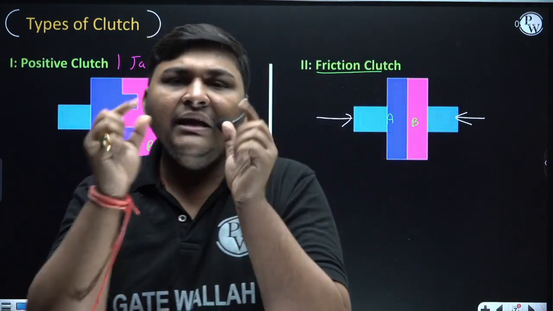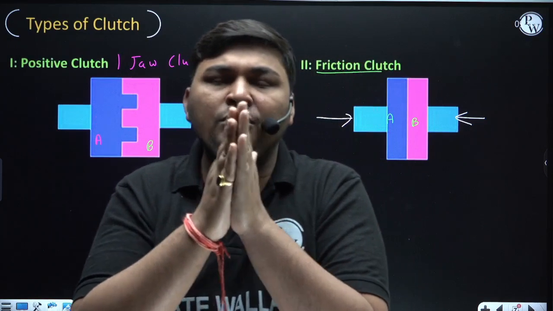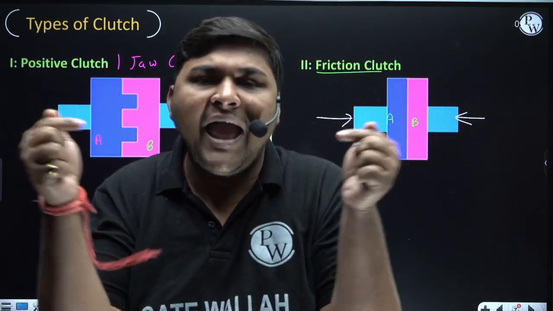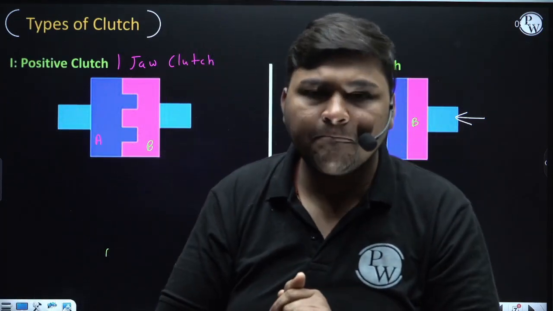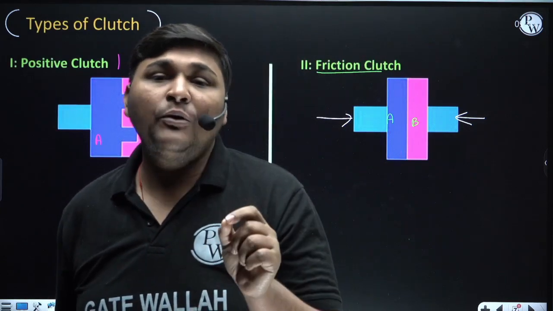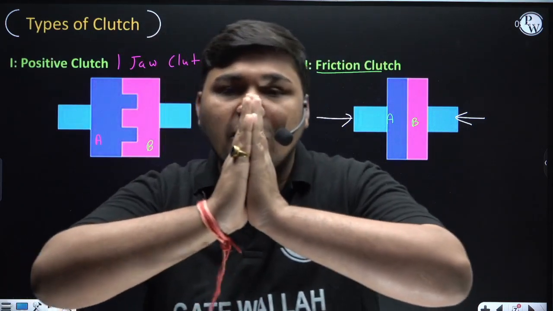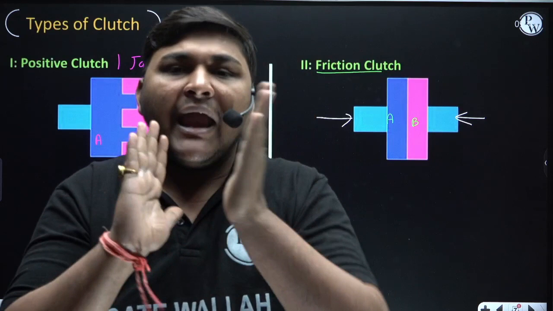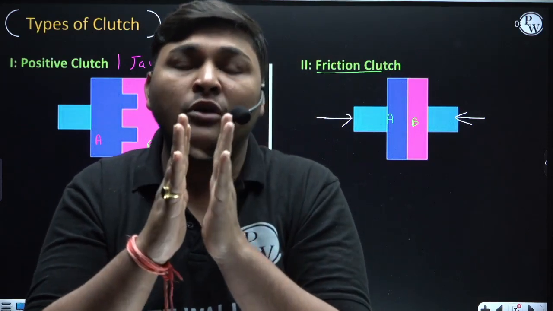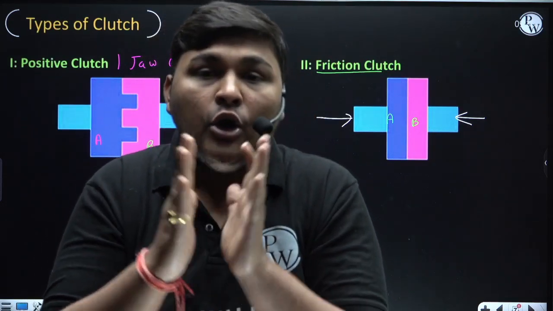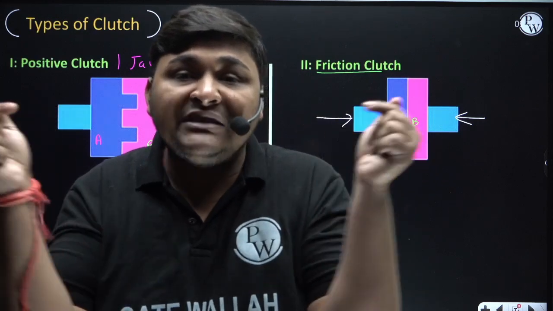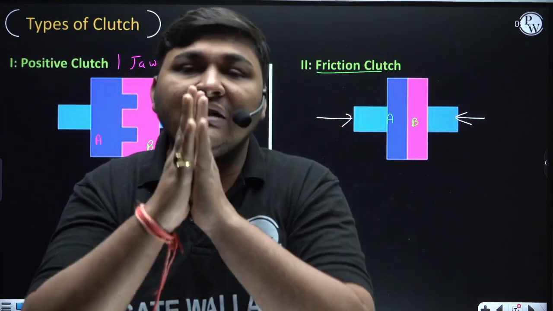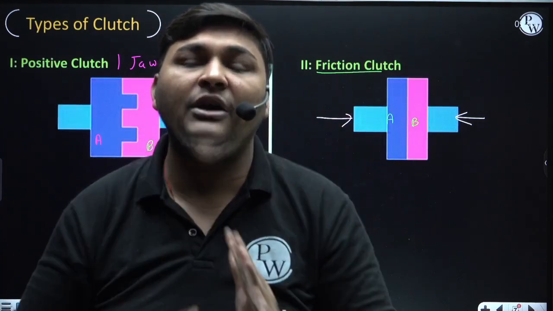created, and due to that friction torque, power or torque is transferred from input to output shaft. Means can I say the torque transmitting capacity of this friction clutch will depend upon the axial force which we are applying here. If there is less axial force, there will be more chances of slip. And if we don't want slip, we need to apply sufficient axial force such that sufficient pressure is created between these surfaces.